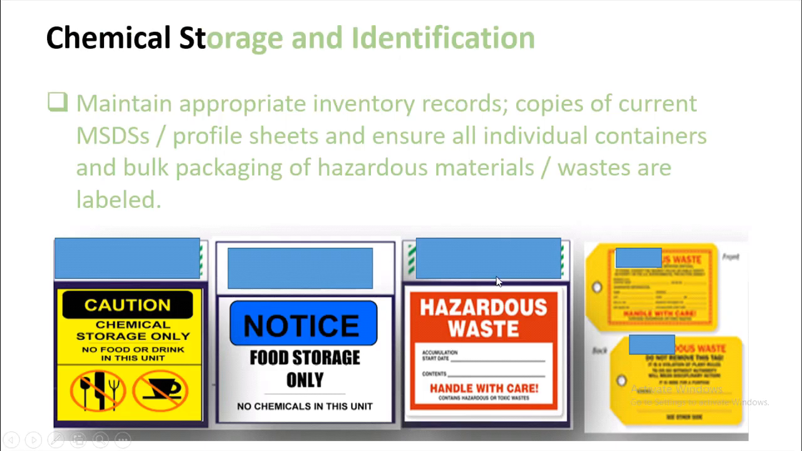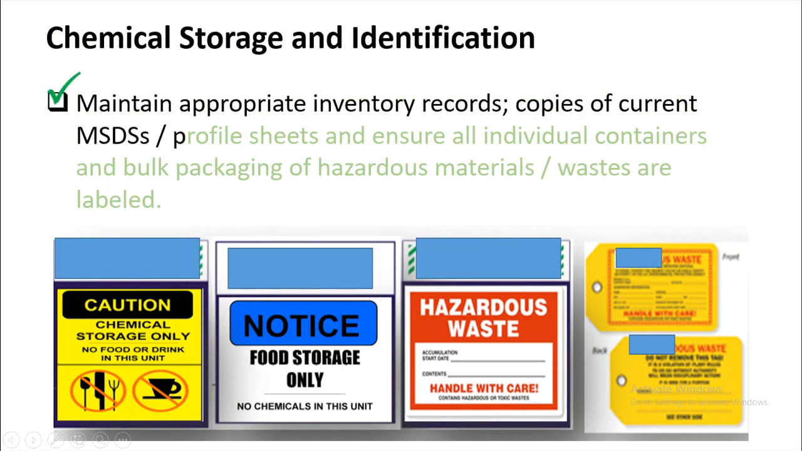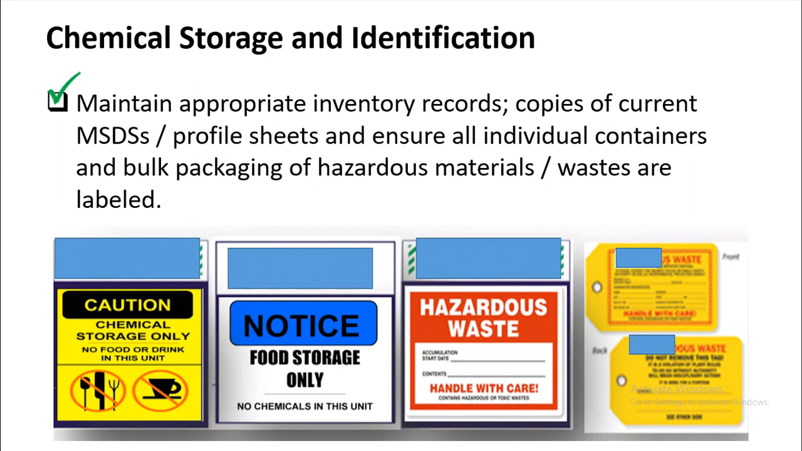Chemical storage and identification: maintain appropriate inventory records and copies of current MSDS profile sheets, and ensure all individual containers and bulk packaging of hazardous materials waste are labeled. Make sure that you have labels on all your chemicals, so that when your workers come into the chemical room, they know what type of chemical they are looking for. There is no mistake that they can bring the wrong chemicals to the site.